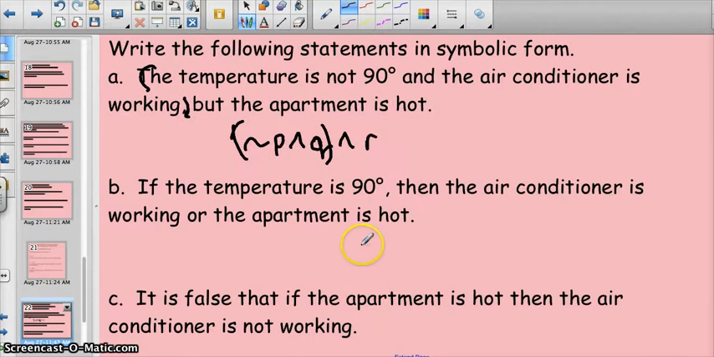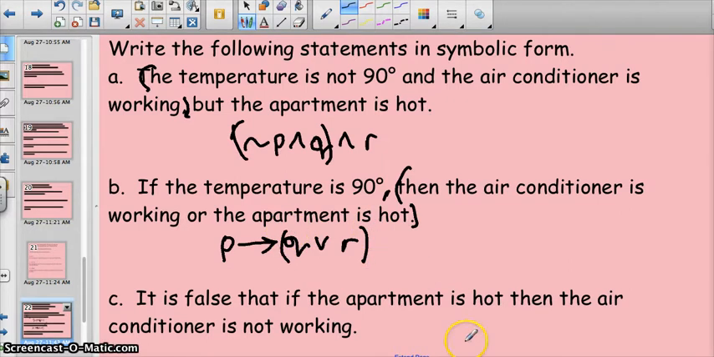Next up, the temperature is 90 degrees. Well, the temperature is 90 degrees is P. But this says if the temperature is 90 degrees, then. Well, that's a conditional. That's the if then right there. Continuing, the air conditioner is working is Q. Or the apartment is hot. And or the apartment is hot is the or symbol with the apartment being hot, which is R. Once again, you need parentheses, so look at the comma and look where the multiple statements are, the compound side. The compound side is the right-hand side, which means I will put them around here.